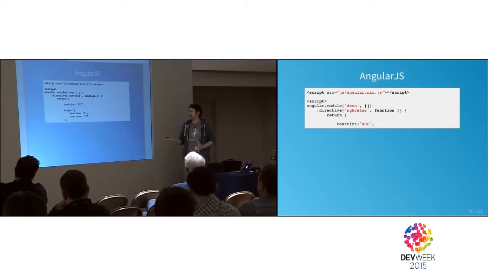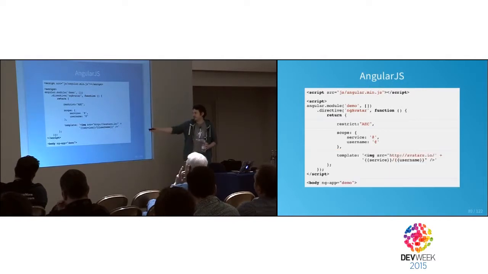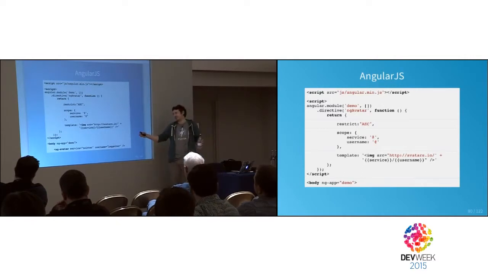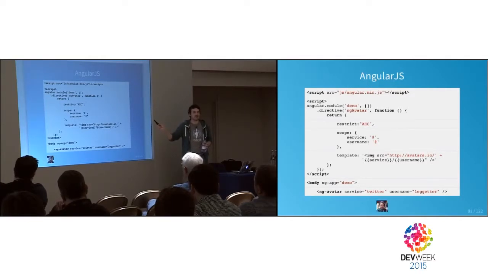I'm going to say the scope has 2 properties, service and username. I'm going to say the template is an image, which is avatars.io / the value of service and the value of username. On my body, I'm saying ng-demo. I'm using the avatar custom element for Angular, ng-avatar, that I've just defined. And this is the result I get. So is anybody using Angular and using directives? OK. So you're already kind of doing web component or component-based. And how similar is that to native web components?